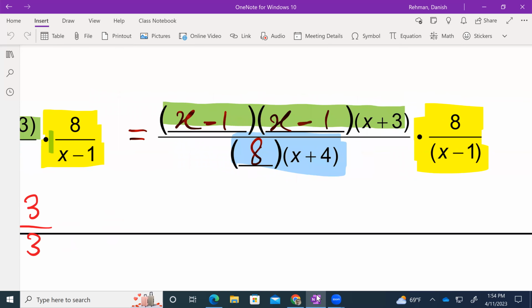3 by 3. 3 by 3 is what? 3 divided by 3. 1. What's the 4 by 4? 1. Every time when you will divide something with itself, you will get a 1 as an answer. So x minus 1 if it's here, x minus 1 if it's here, dividing the same thing with itself, what will you get? A 1. That means I can simply forget about that. I don't want to use the word cancel.